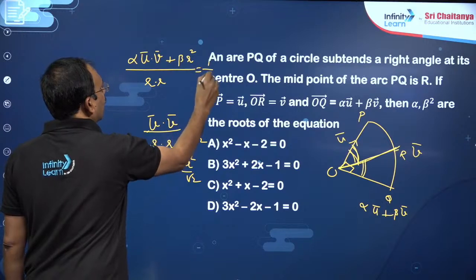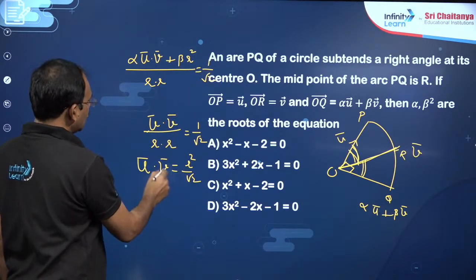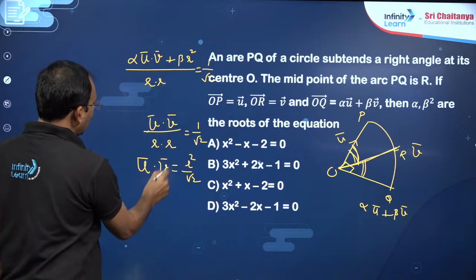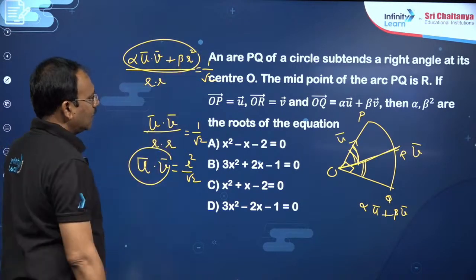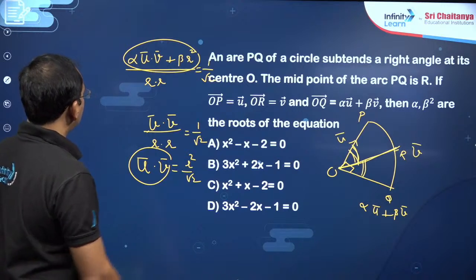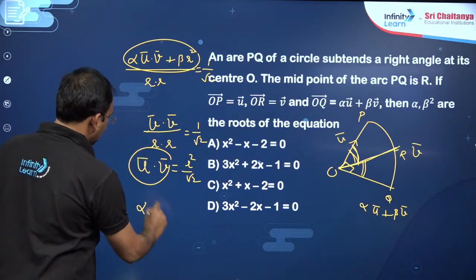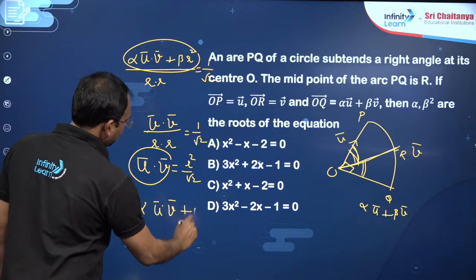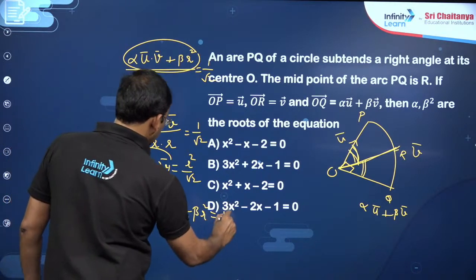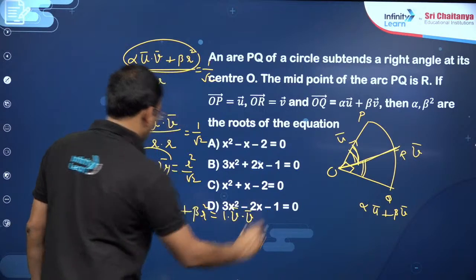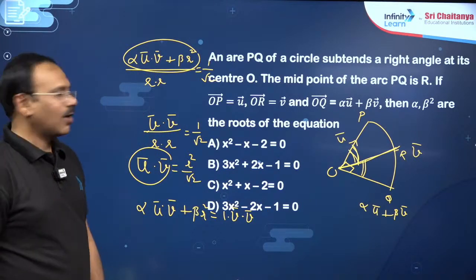This must also be 1 by root 2, my dear friends. So this is also r square by root 2. So you must get U bar dot V bar must be equal to this. So alpha U bar dot V bar plus beta r square must be equal to 1 into U bar dot V bar, my dear friends. So alpha minus 1 U bar dot V bar we got, dear students.